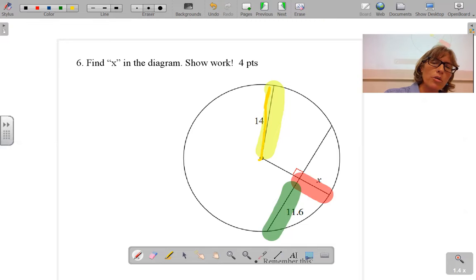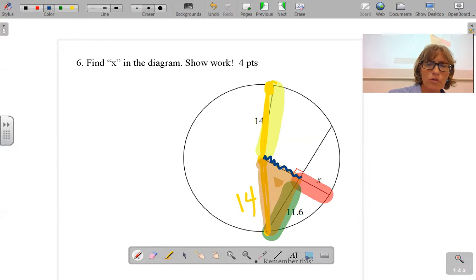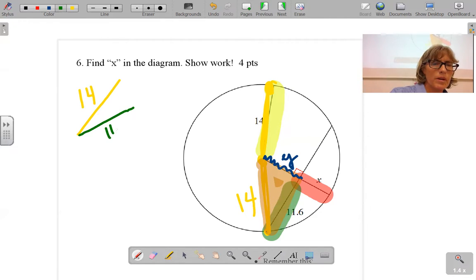All radii are equal. So see that 14? I can swing that 14 around and connect it right there. Now, that's 14. Now I have myself a right triangle. I can solve for the blue squiggle, which I'm going to call y. So just so you can see it, that's 14, 11.6, blue squiggle, we're going to call that y.